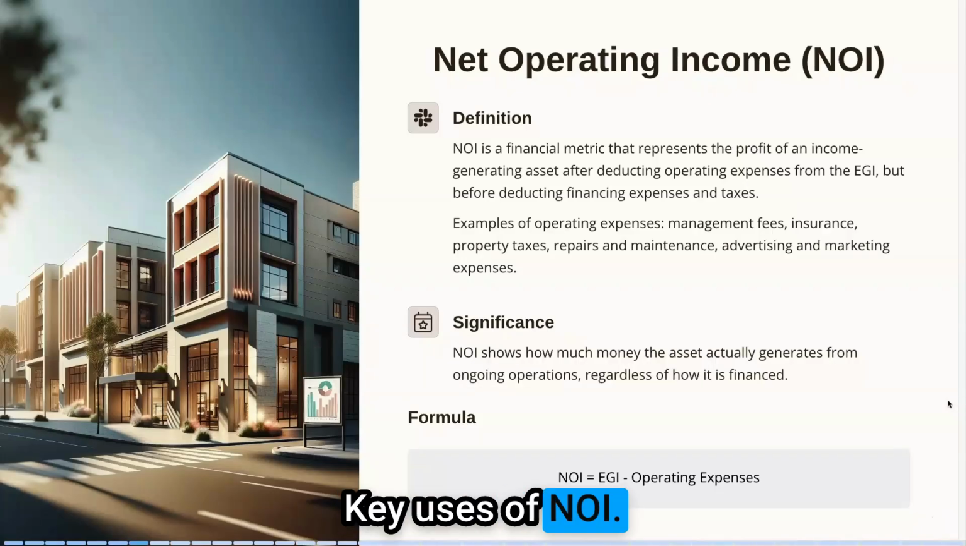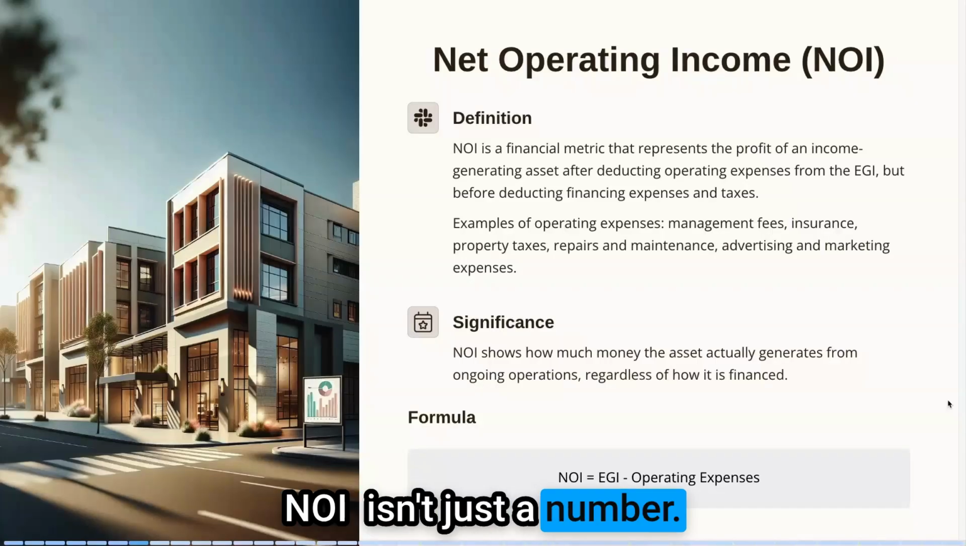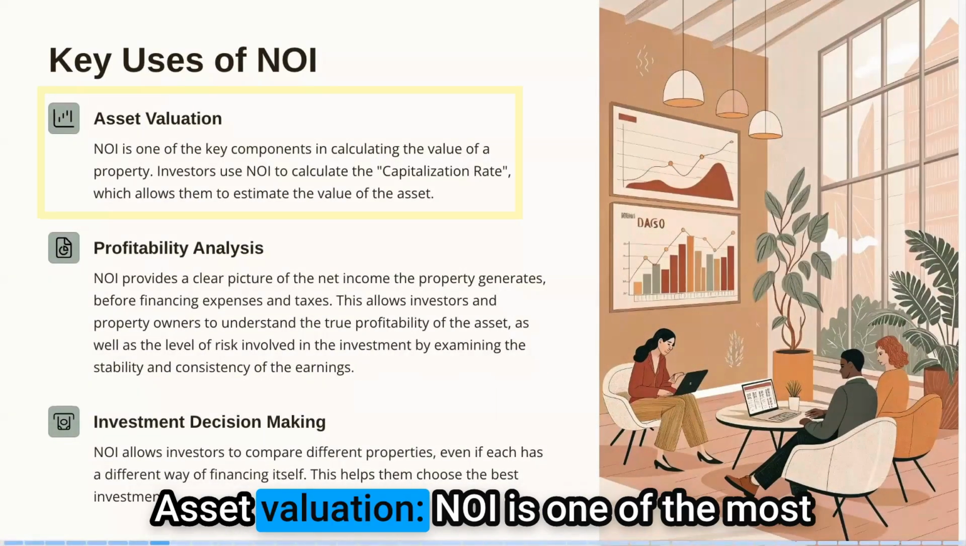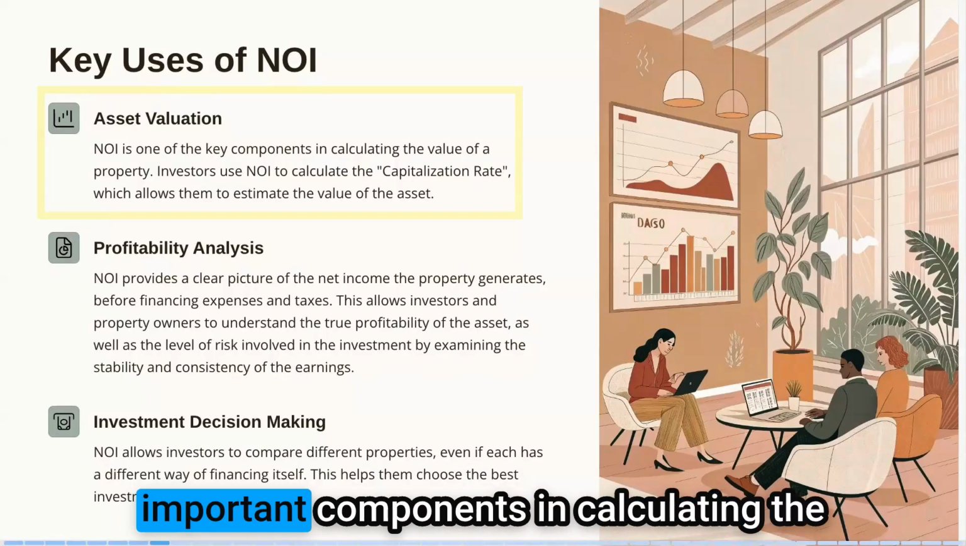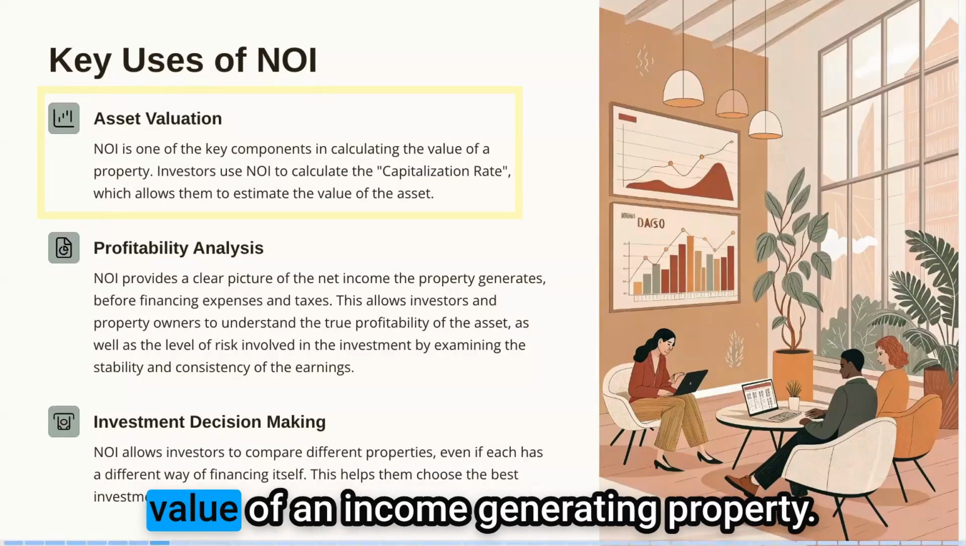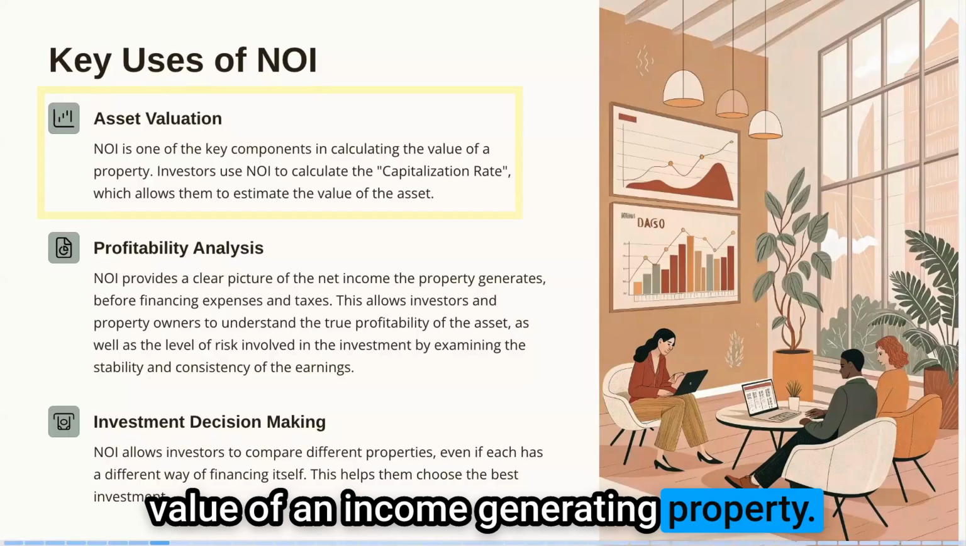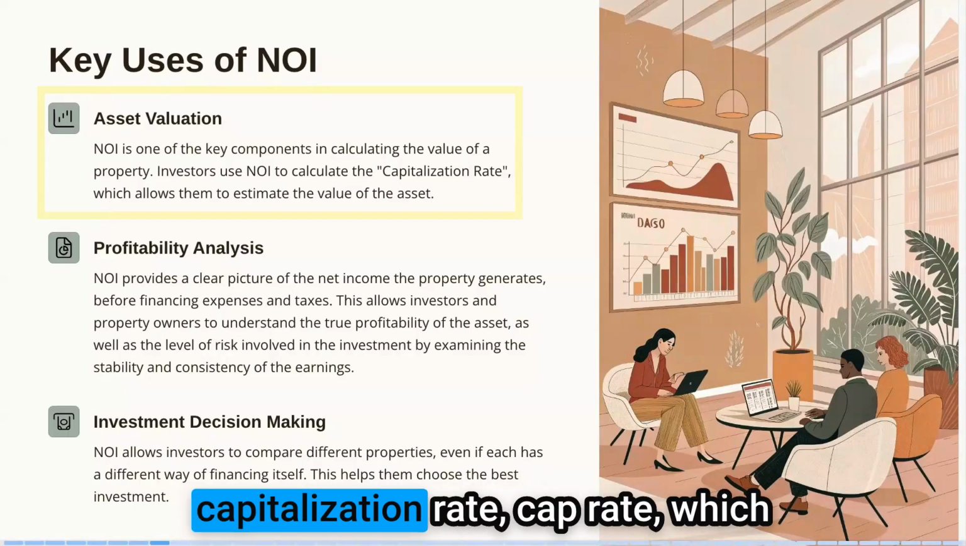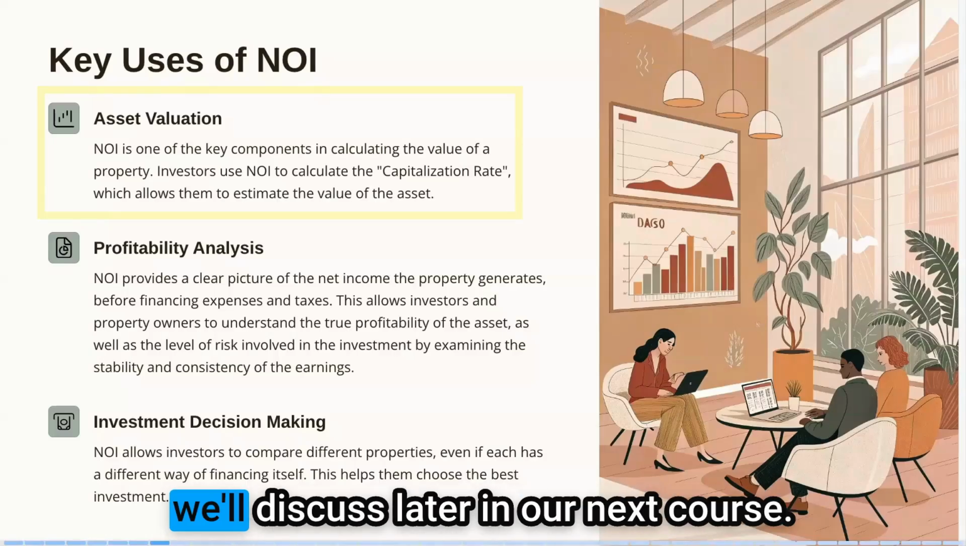Key uses of NOI. NOI isn't just a number, it's used in many critical ways. Asset valuation. NOI is one of the most important components in calculating the value of an income-generating property. Investors use NOI to calculate the capitalization rate, cap rate, which we'll discuss later in our next course.